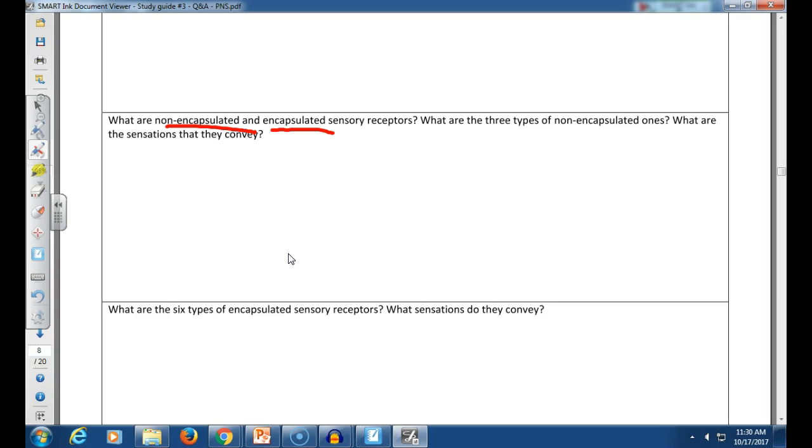Know the types of sensations. Know if they are slow adapting or fast adapting. Okay? Whether they are tonic or phasic. Are we clear?